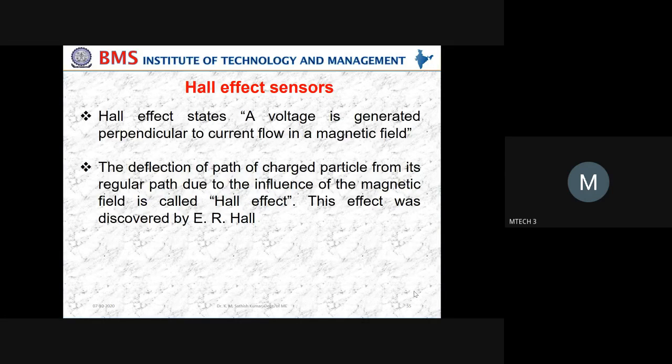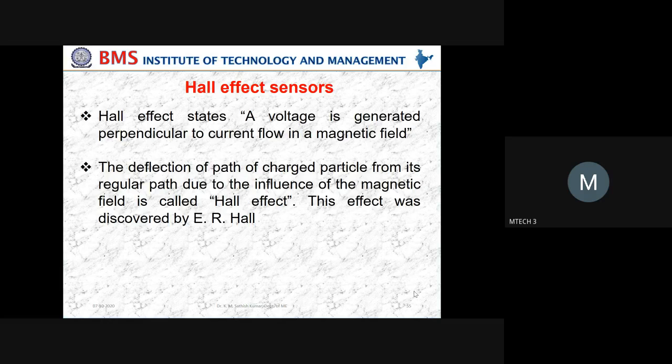When I place a permanent magnet near a current carrying conducting material, a voltage is going to be generated. How is the voltage generated? The voltage will generate perpendicular to the current flow in a magnetic field. And this effect was identified by a person named E. R. Hall, and hence this effect is called the Hall effect.